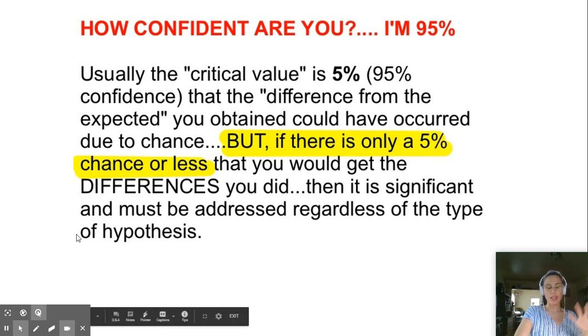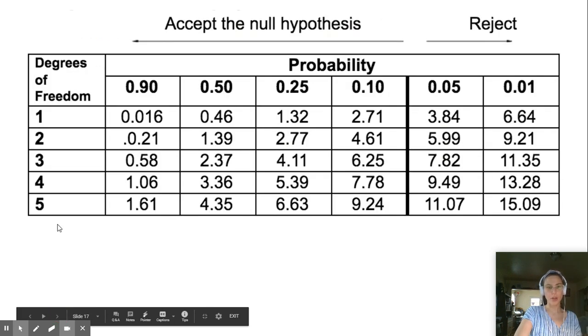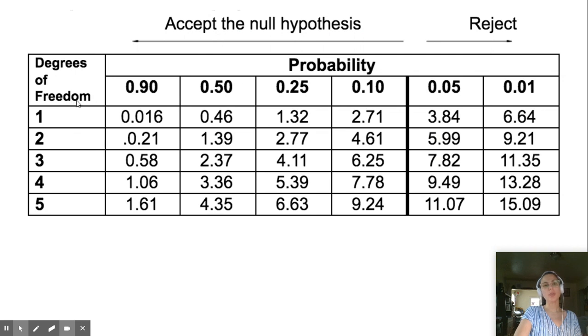So let's look at how it lays out on our degree of freedom table. First, how do we figure out which degree of freedom we're using here? You use the number of variables and you subtract 1.